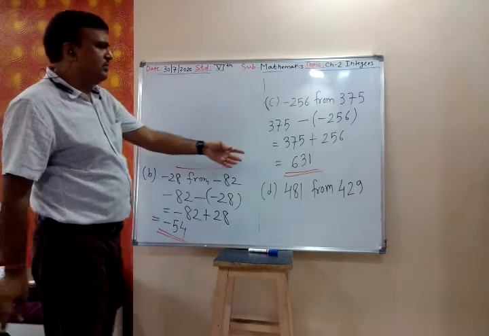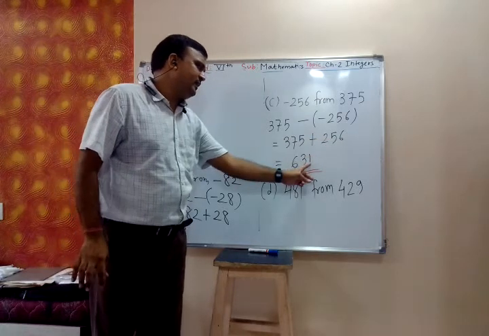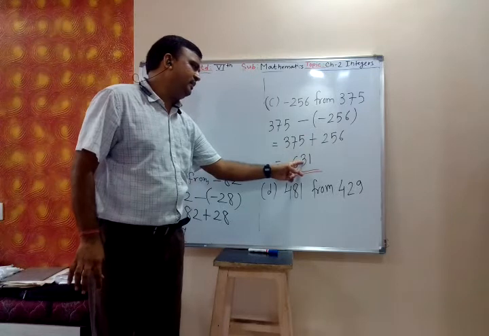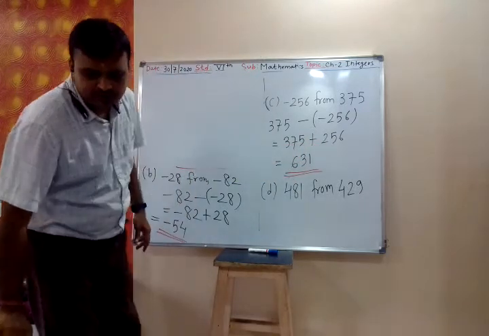Because you have to add the numbers, no? 375 plus 256: 5 plus 6 is 11, 1 is carried; 7 plus 5 is 12, 1 is carried, 13; then 3 plus 2 is 5, 1 is carried, 631.